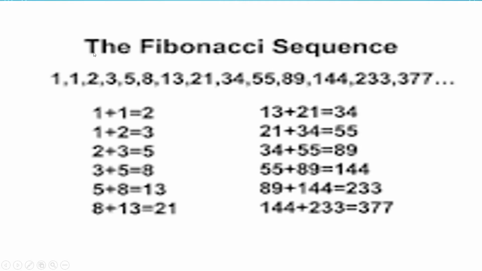The Fibonacci sequence would somewhat look like this: 1, 1, 2, 3, 5, 8, 13, 21, 34, 55, 89, 144, 233, 377. This is because 1 plus 1 is 2, then 1 plus 2 is 3, 2 plus 3 is 5, 3 plus 5 is 8, and so on.